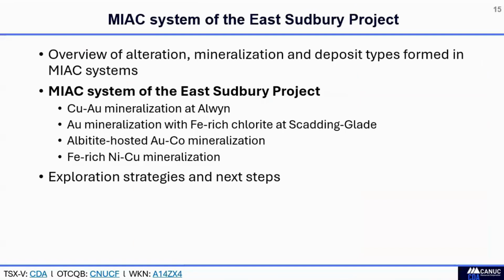So if we move to the Sudbury area, we keep some of these concepts in mind: we can have a large hydrothermal system that will be structurally controlled and can form a wide diversity of mineralization types. So how can we apply this to the Sudbury area and also to the East Sudbury project of Canuc?